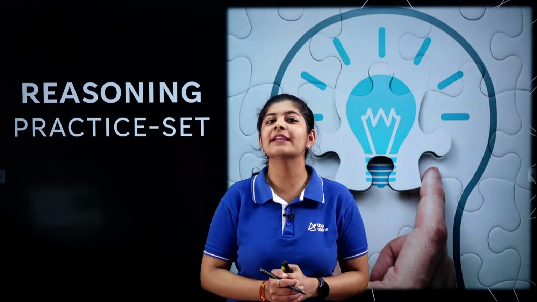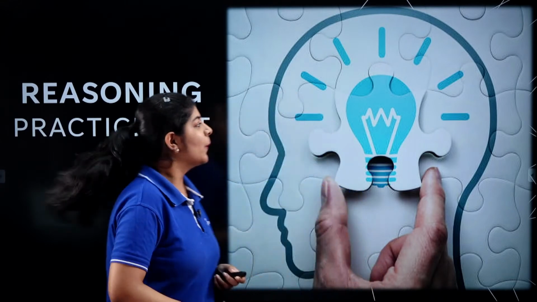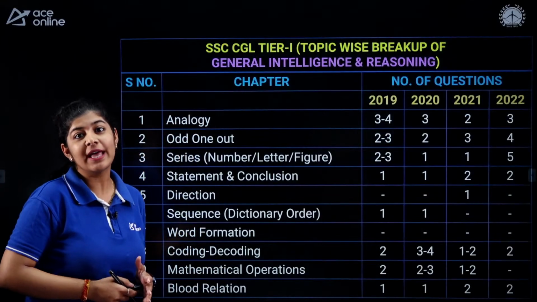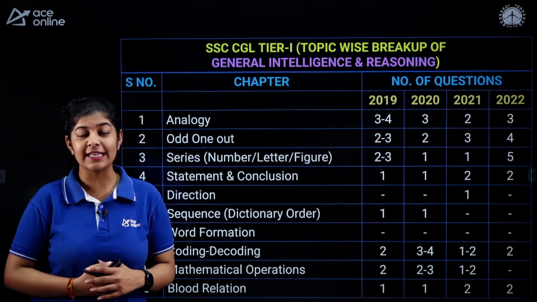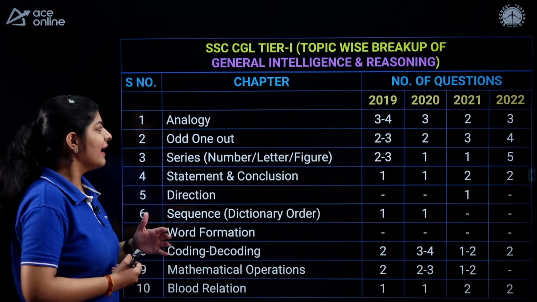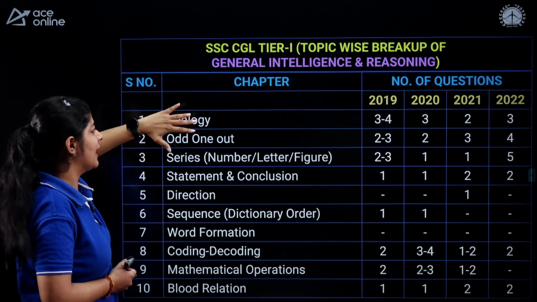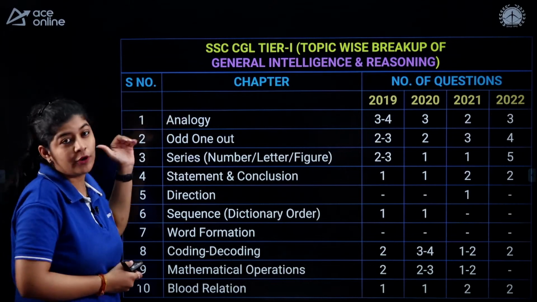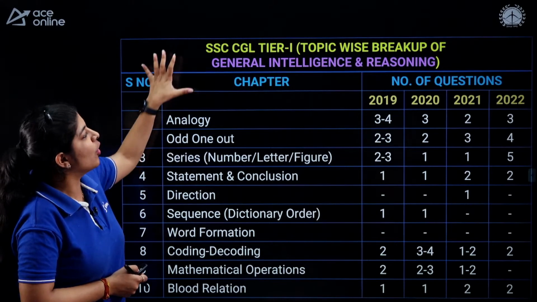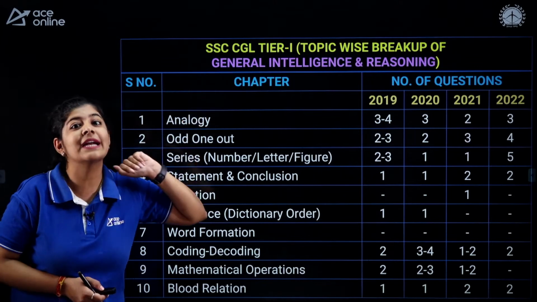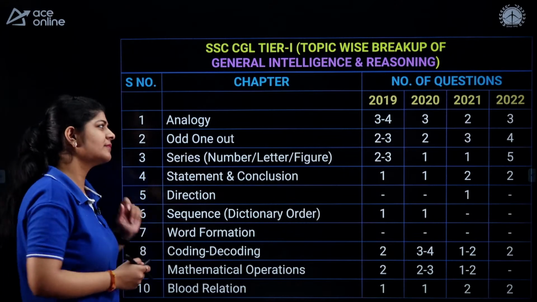Here I'm taking your reasoning section. Let's start with the weightage of reasoning according to the topics. Although we already discussed these things in our seminar section, in which we covered what type of analogy questions and odd one out or classification questions are coming, this is your weightage according to the topics under the SSC CGL reasoning section.